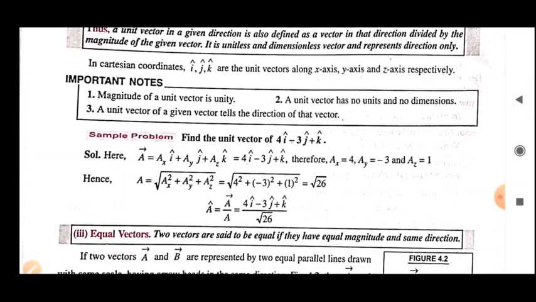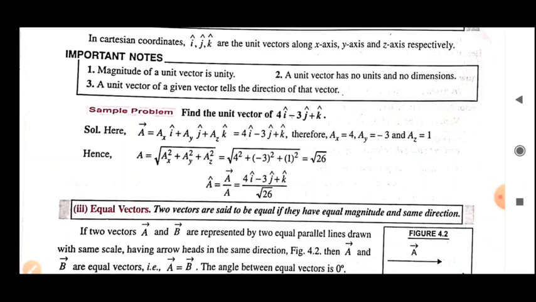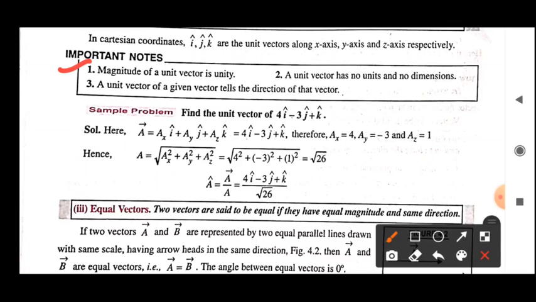Now an important note is given here. First, the magnitude of a unit vector is unity. If you find the magnitude of a unit vector, it is always unity. Second, a unit vector has no unit and no dimension, so it is a dimensionless and unitless quantity, which I have just told you. Third, a unit vector of a given vector tells the direction of that vector. This one also I have told you.